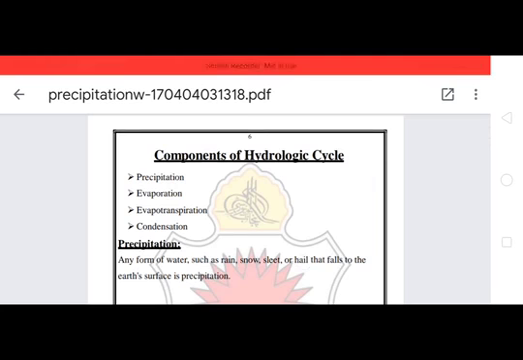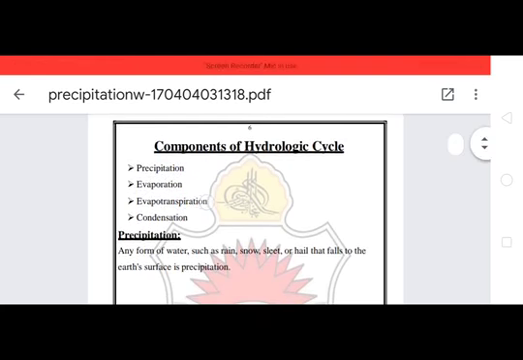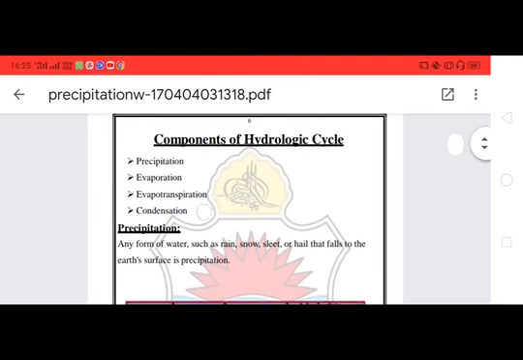Components of the hydrological cycle are, as you can see, precipitation, evaporation, evapotranspiration. Evapotranspiration is nothing but evaporation plus transpiration. The summation of evaporation and transpiration through tree leaves is called evapotranspiration, and condensation. Condensation is the main point behind precipitation.